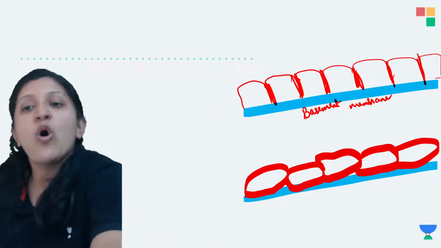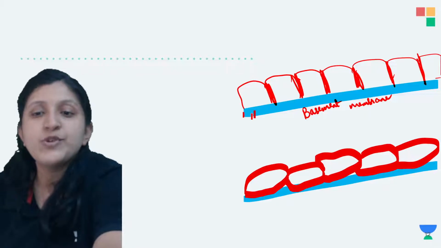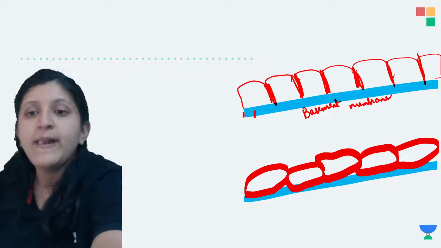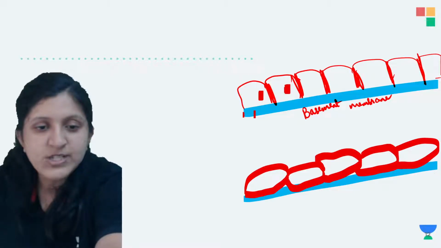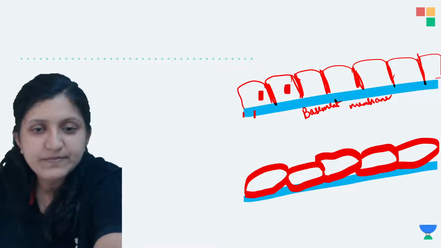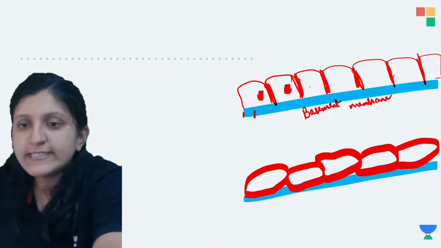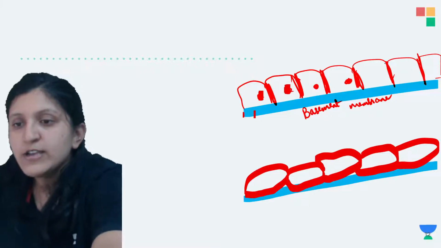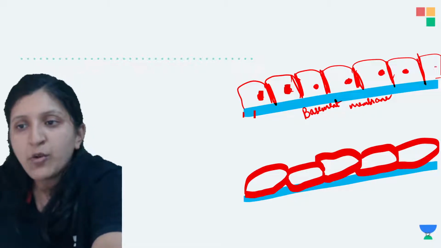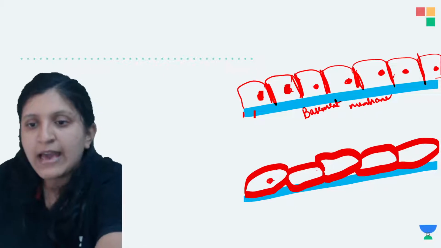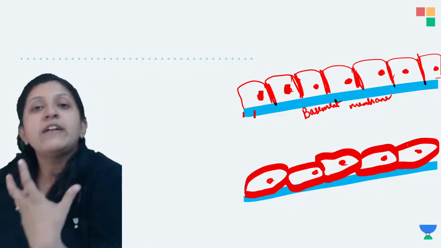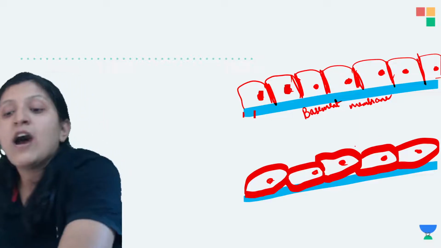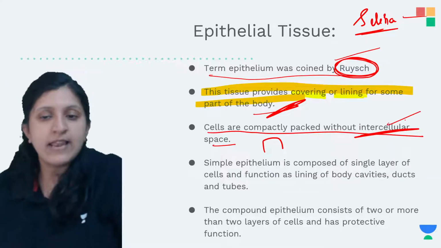Always a basement membrane is required, that is, support is required, and on top you can see these cells. All this is basically a nucleus. They have their own nuclei, and here also they will have their own nuclei. These are irregular, flat cells, and they do not have any intercellular spaces.